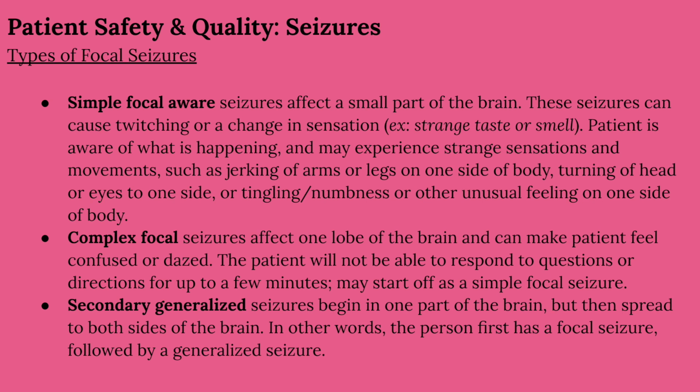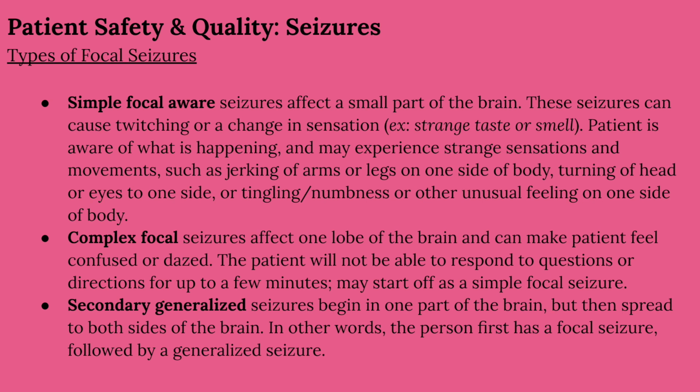And just so you guys are following me here, simple focal seizure activity occurs in one small part of the brain, complex focal seizure activity occurs in one lobe of the brain, and all generalized seizures, whether they start off as a simple focal seizure or not, occur due to seizure activity throughout the entire brain, both the left and right hemispheres.